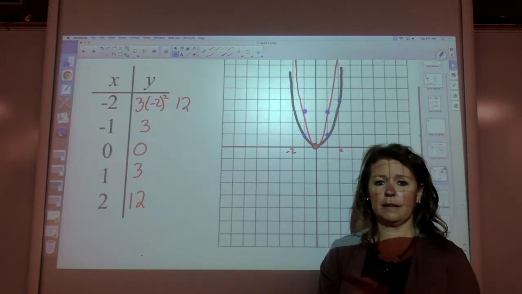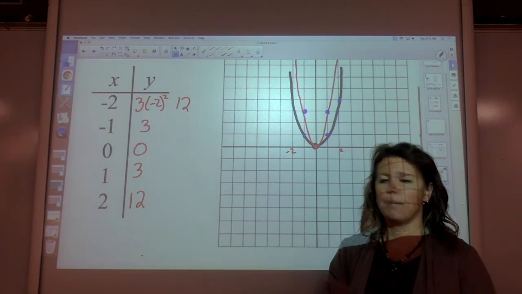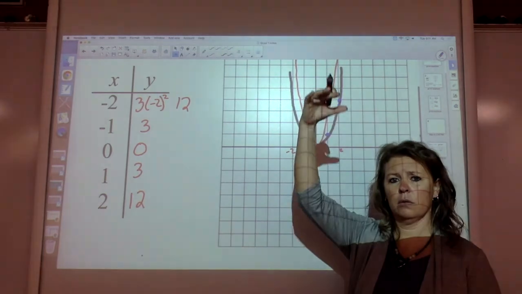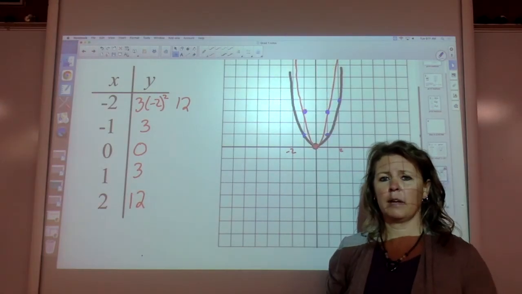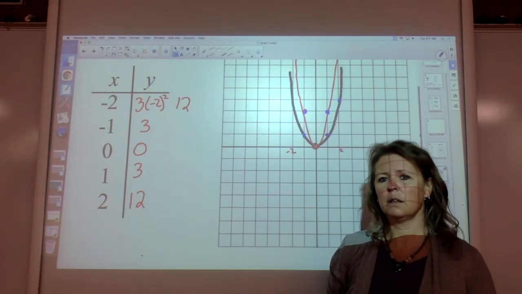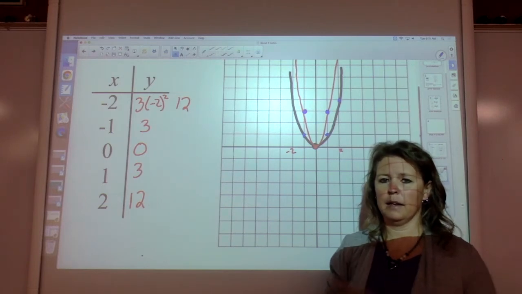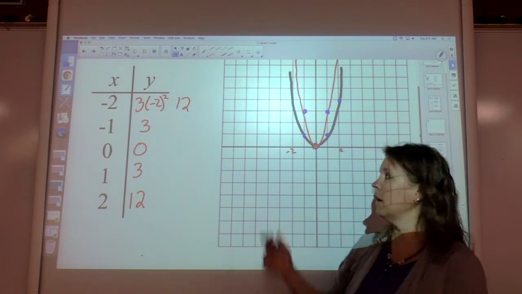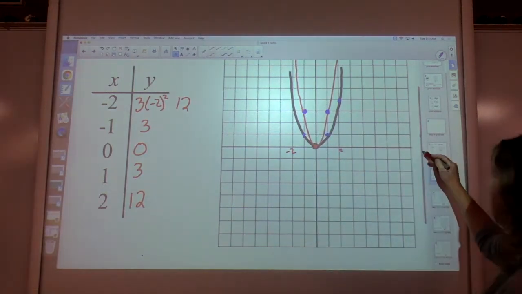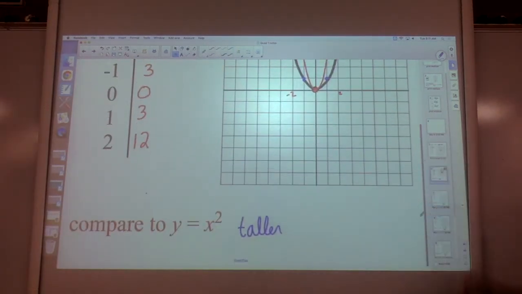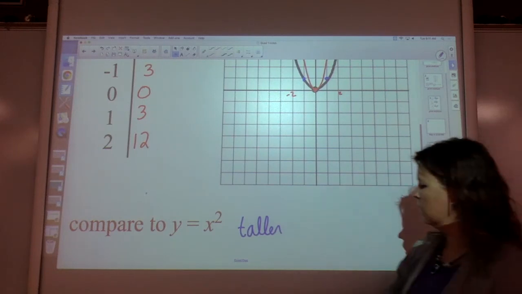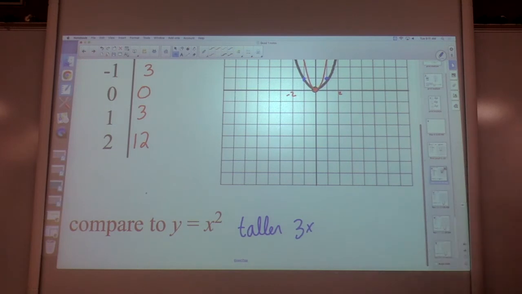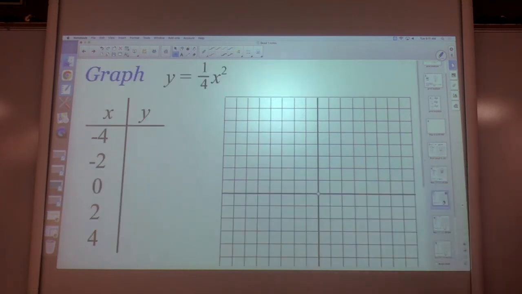The look of it makes it look narrower. But at the same time, I mean, if I grew about 7 inches but never gained any weight, wouldn't I look skinnier? Okay, but technically I didn't lose any weight and get smaller. If I grew 7 inches and kept my same weight, I would look skinnier. That's what's happening to your parabola. So how does it compare to y equals x squared? It's taller. You could even say it's 3 times taller than y equals x squared. All right, let's try the next one.